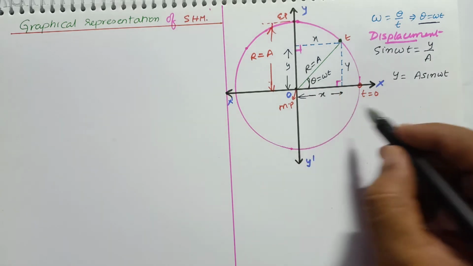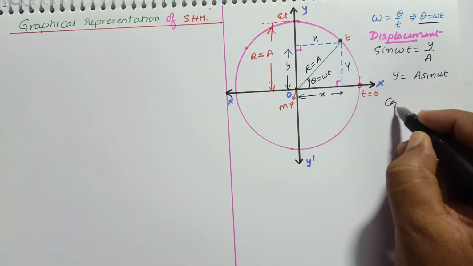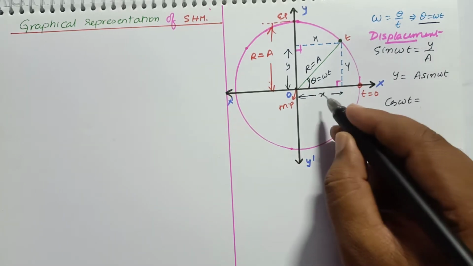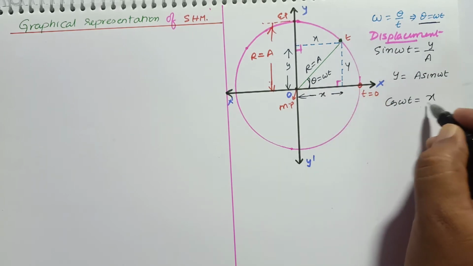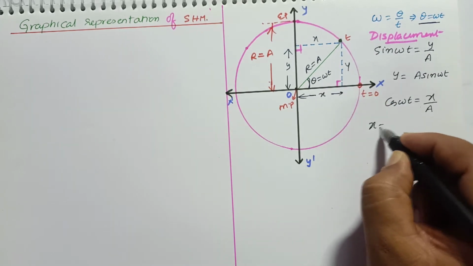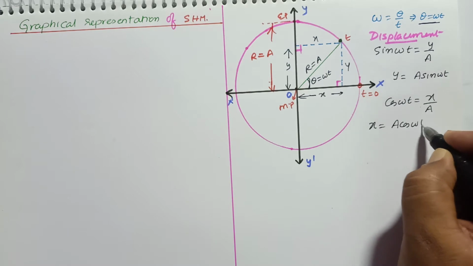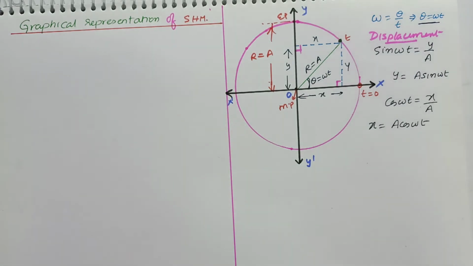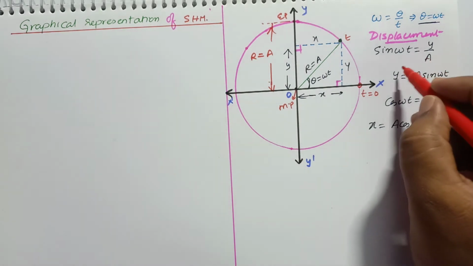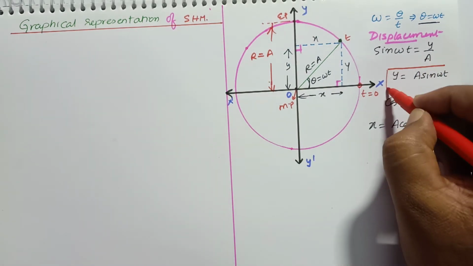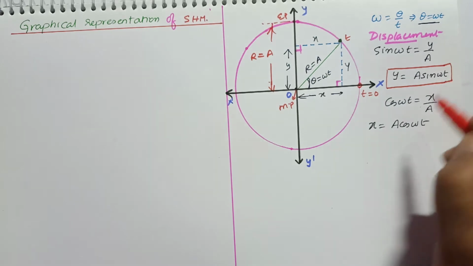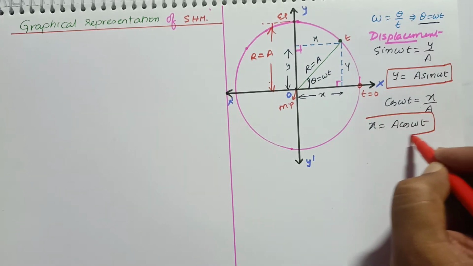Similarly, displacement along the x-axis is considered as cos omega t, which can be taken as x by a. So x is equal to a cos omega t. So finally, we are getting the two equations as displacement. This is the displacement along the x-axis and y-axis.